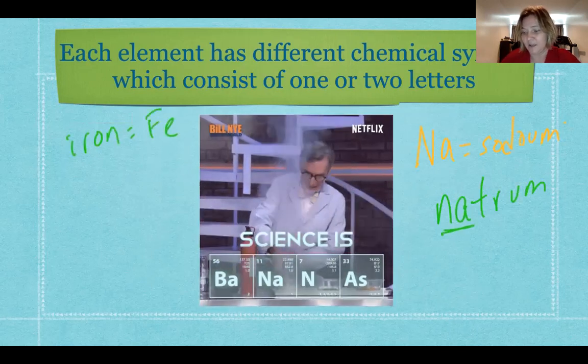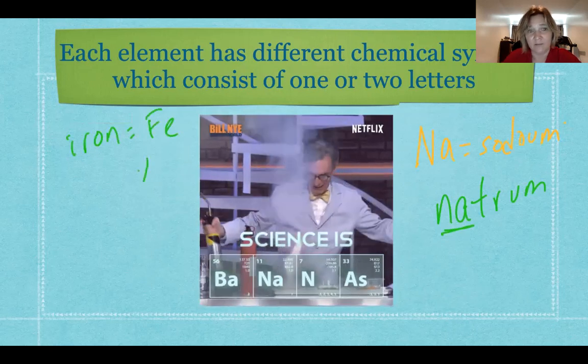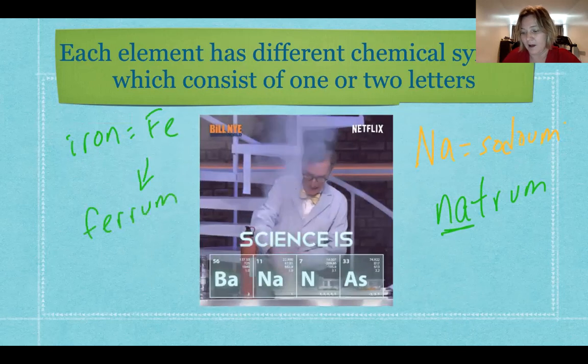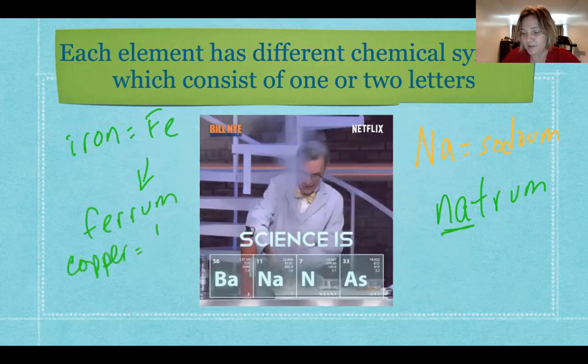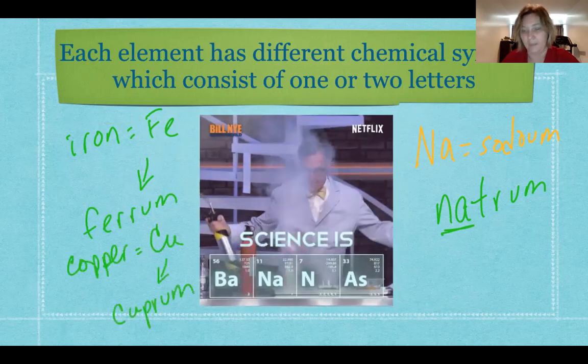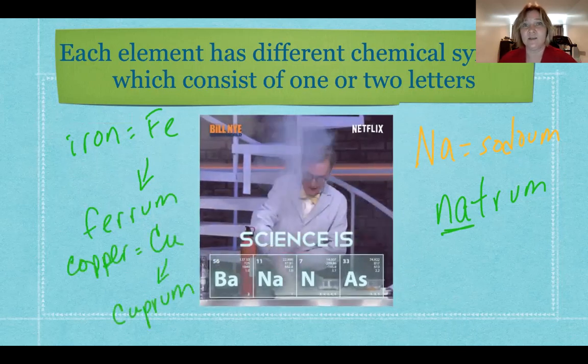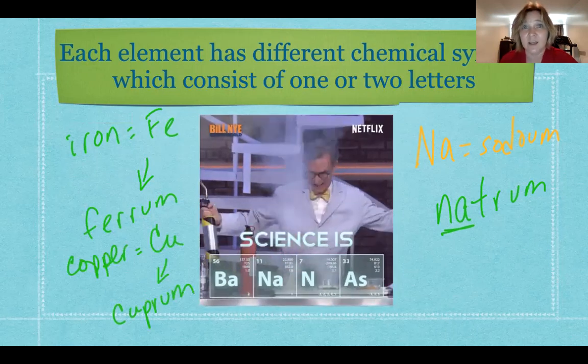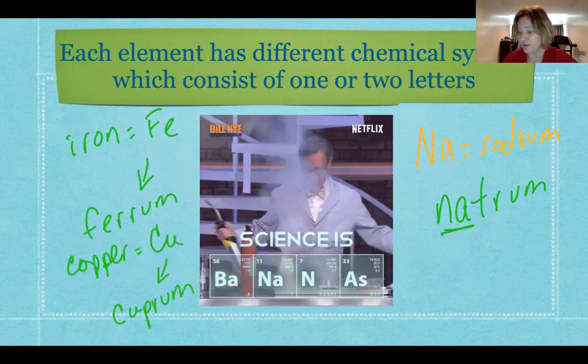Same thing with iron. Iron is Fe. Where does Fe come from? The Latin for iron, which is ferrum. Copper. Copper is Cu. Latin cuprum. So if you see an elemental symbol on the periodic table which doesn't seem to come from its elemental name, it comes from the Latin for the elemental name.